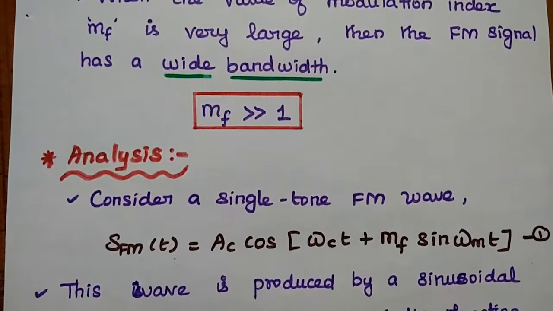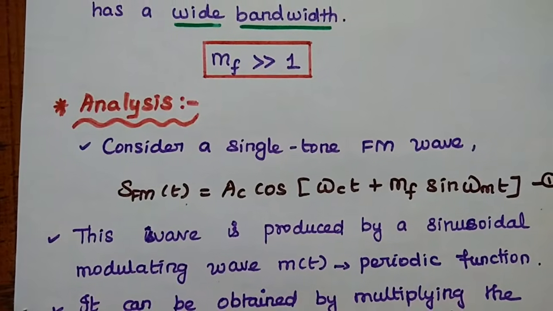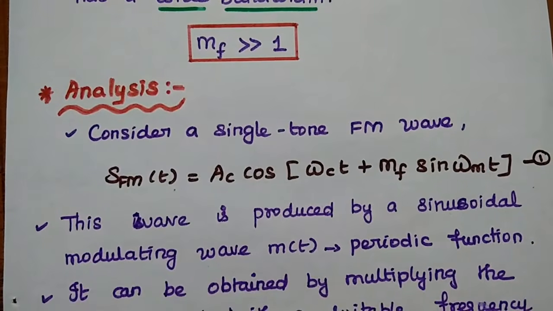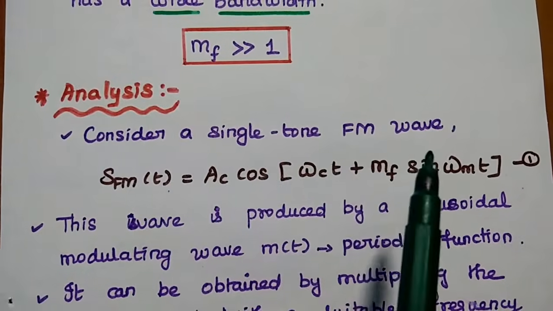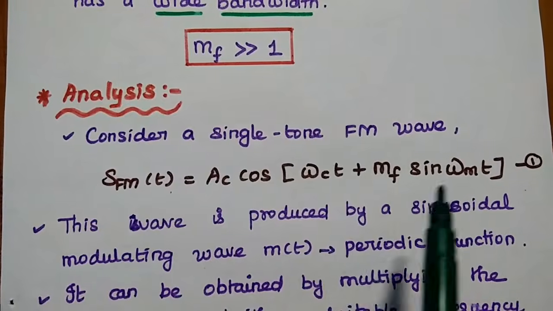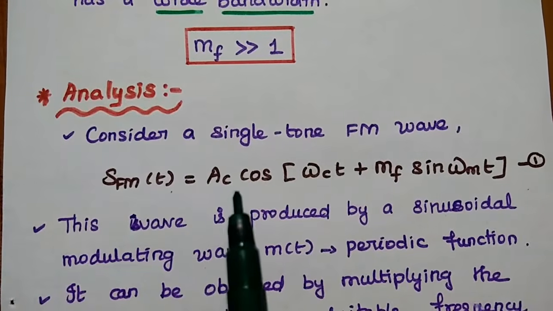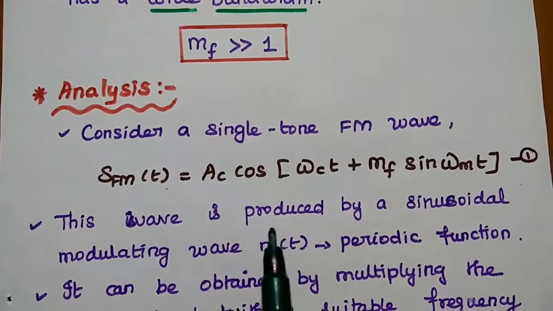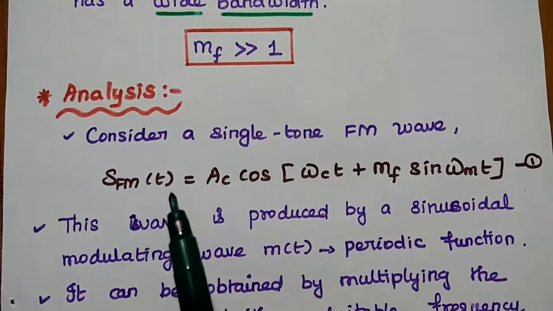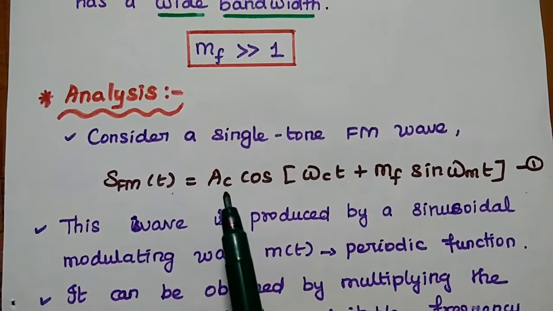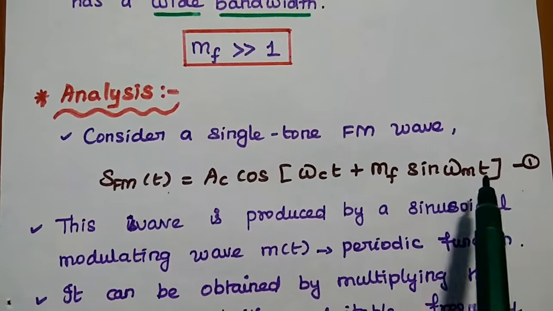So next we are going to derive the expression for the wideband frequency modulated signal. For that we have to consider a single tone frequency modulated wave. We have already derived this expression in the previous lecture video, so we are going to use that expression directly over here. So this is the frequency modulated signal representation: Ac cos of omega c t plus mf sin omega m t.